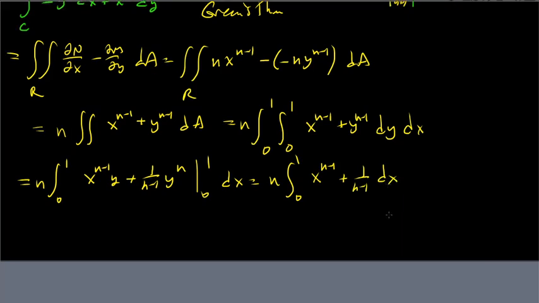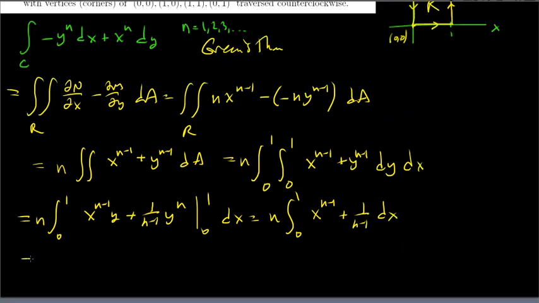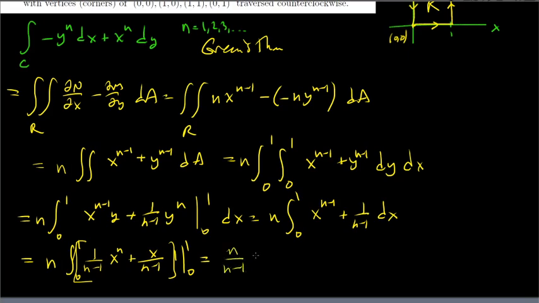And now we do the integral with respect to x. Oh, I'm running out of space. So I think I have just enough space to do this. So when you integrate this with respect to x, you get 1 over n minus 1 times x to the n plus x over n minus 1. Oh, that was the integral, sorry. So now just evaluate it between 0 and 1. Okay, so we get n over n minus 1. So we get 1 to the n plus 1. So we get 2n over n minus 1.